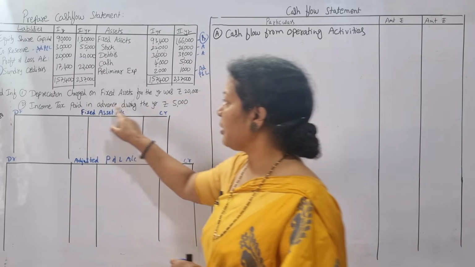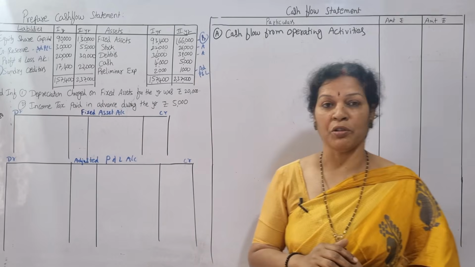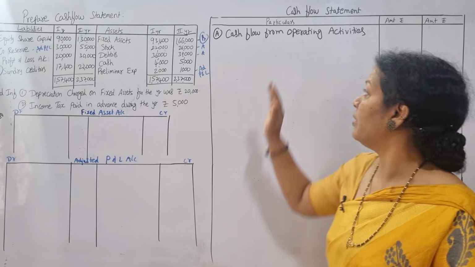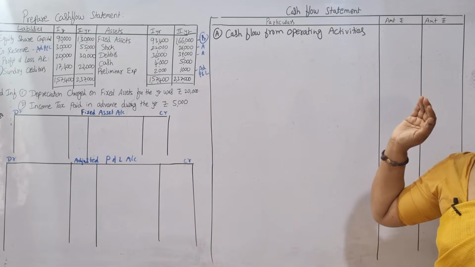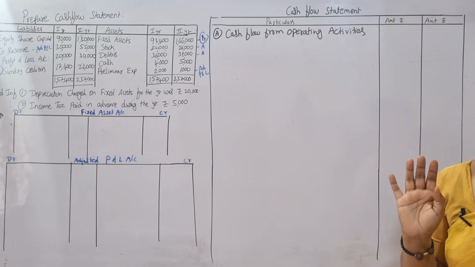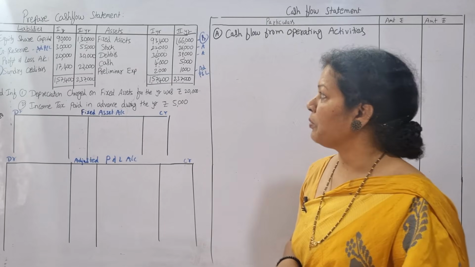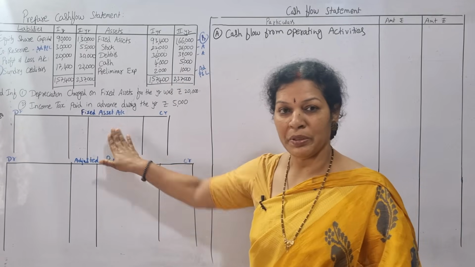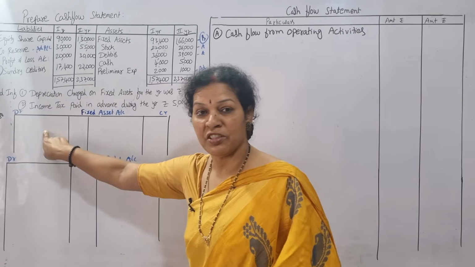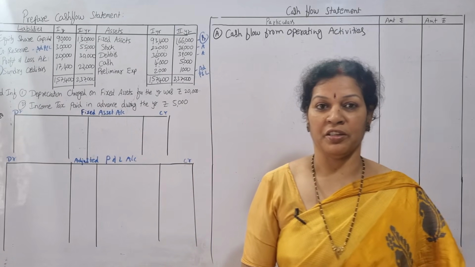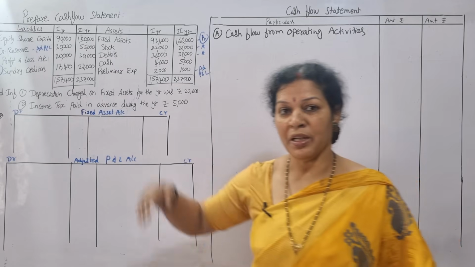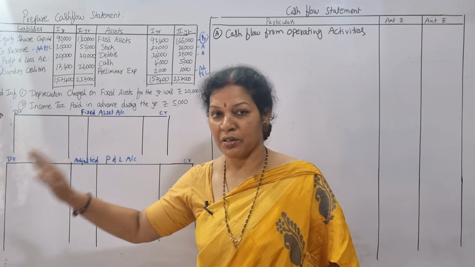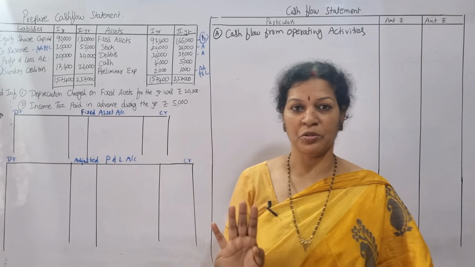Second one is income tax paid in advance during the year. Income tax also comes in the adjusted profit and loss account. Whenever income tax is paid, after writing all the operating activities, we are going to deduct it. Clear? Now let's work out first. First we'll open the fixed assets account. For an asset account, opening balance on the debit side, closing balance on the credit side. For a liability account, opening balance on the credit side and closing balance on the debit side. You have to remember this rule.